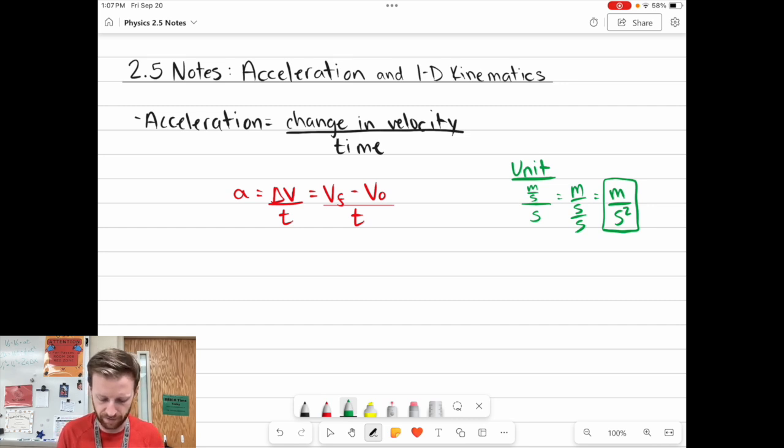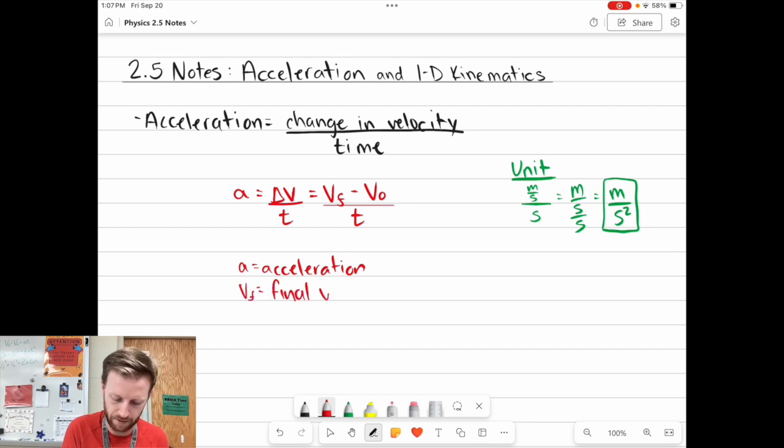But let's make sure we define these variables. We have our A, which is acceleration. VF is my final velocity, so where I end up. V naught is my initial velocity, so where I start. And then lastly, that T is time.